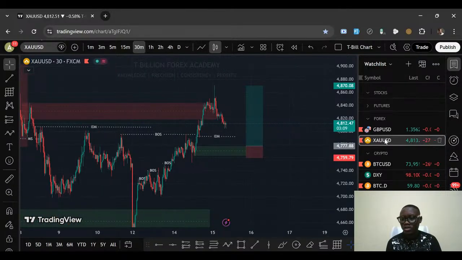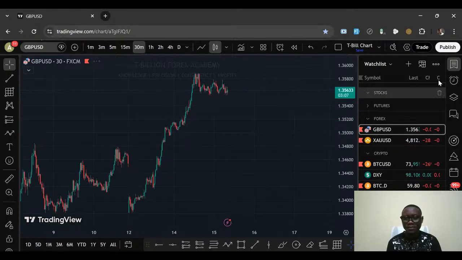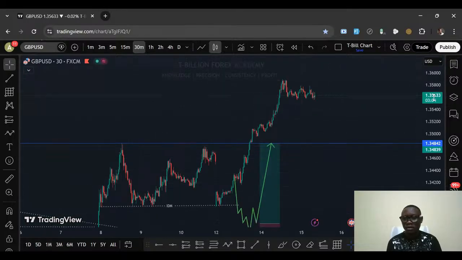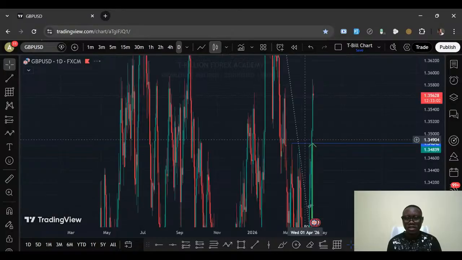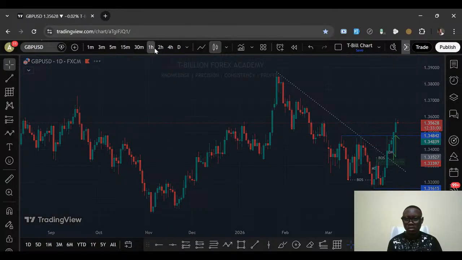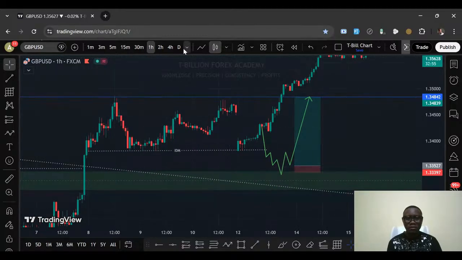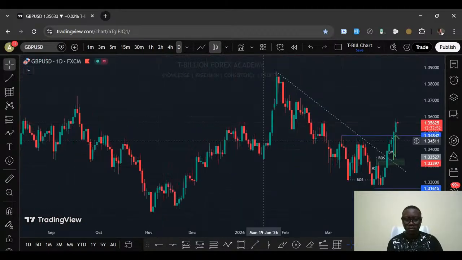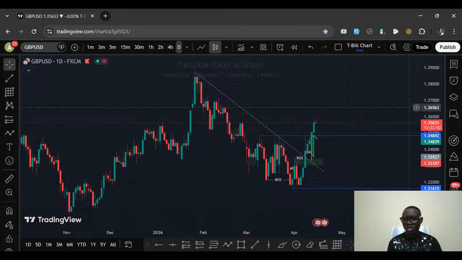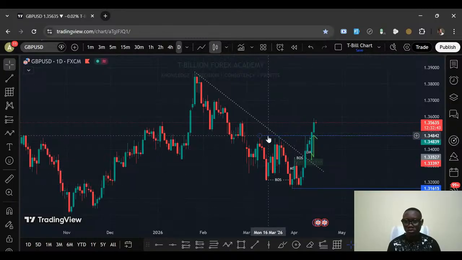All right, so heading to GBPUSD. Okay, so again in our last session, we were able to establish our directional bias to be bullish on GBPUSD, as you can see. We're also able to identify our external liquidity: there's a buy side external liquidity, and this is our sell side external liquidity.